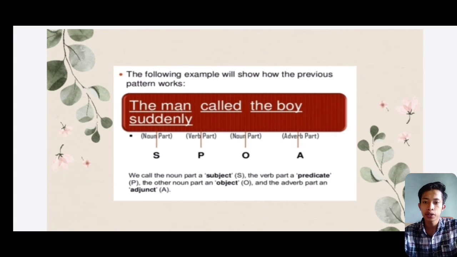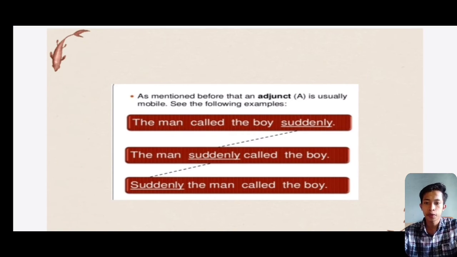The following example will show how the previous pattern works. For example, the man called the boy suddenly. We call the noun part a subject or S, the verb part a predicate or P, the other noun part an object or O, and the adverb part an adjunct or A. As mentioned before, an adjunct or A is usually mobile. See the following example. The man called the boy suddenly. The man suddenly called the boy. Suddenly, the man called the boy.